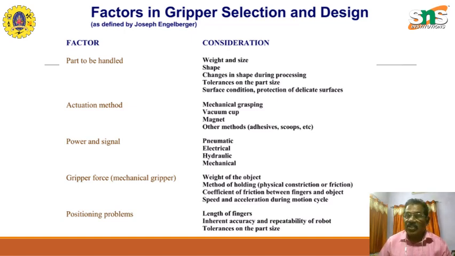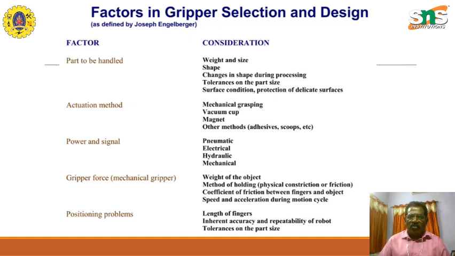Okay. What is the actuation method? How do you make the movement, initial movement, or how it has been driven, whether it is a manual grasping or whether it's a vacuum holding, or whether it's by magnet. Which type is it going to be? Or then the power in the signal, whether it is pneumatic, electrical, hydraulic, or mechanical. What type of power is going to be used?